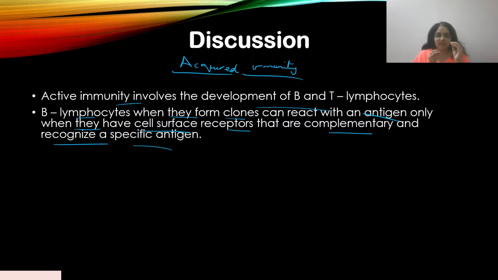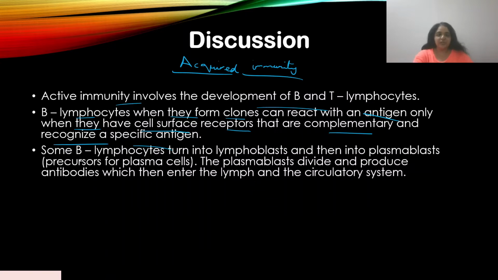So they react with an antigen only when they have cell surface receptors that are complementary and recognize a specific antigen. Now, some B lymphocytes turn into lymphoblasts, and then into plasma blasts, which are precursors for plasma cells. So the process is: when an antigen has attached, you have your B lymphocyte here, your particular antigen has attached over here, and this gets converted to a lymphoblast, and then plasma blasts.